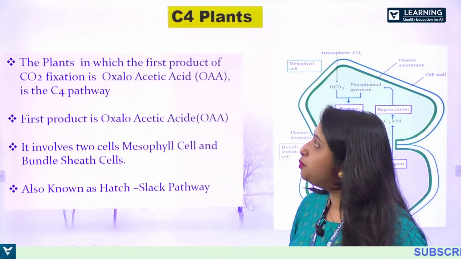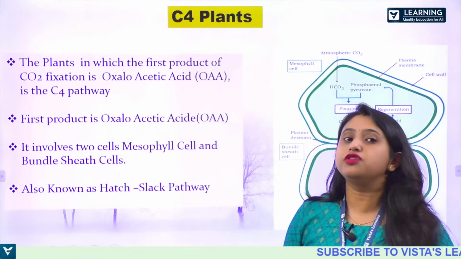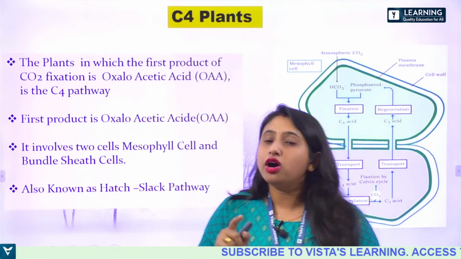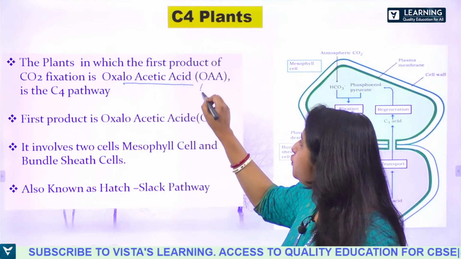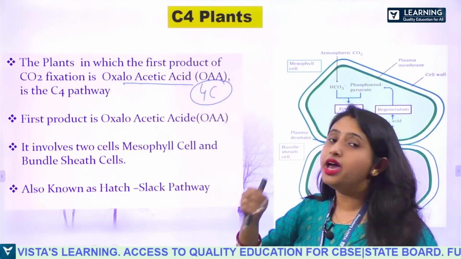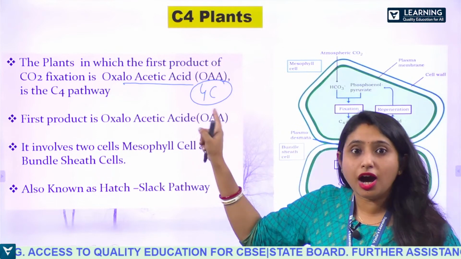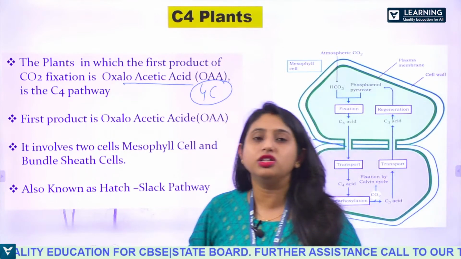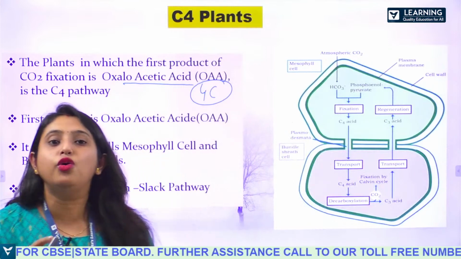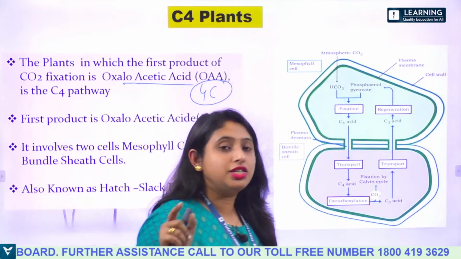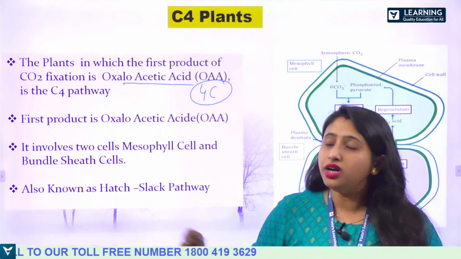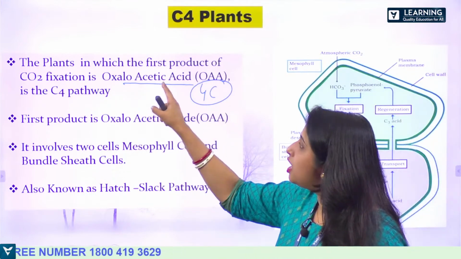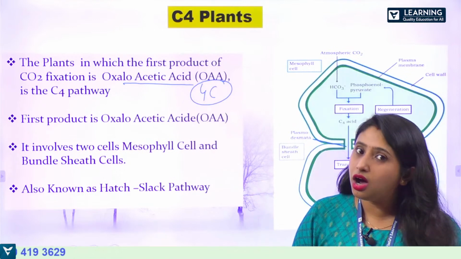The plant in which the first product of CO2 fixation is oxaloacetic acid, a 4 carbon molecule, is why it is known as the C4 pathway. The first stable product is oxaloacetic acid, which is a 4 carbon molecule.